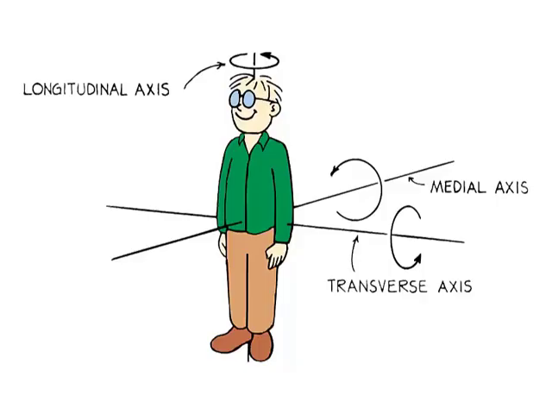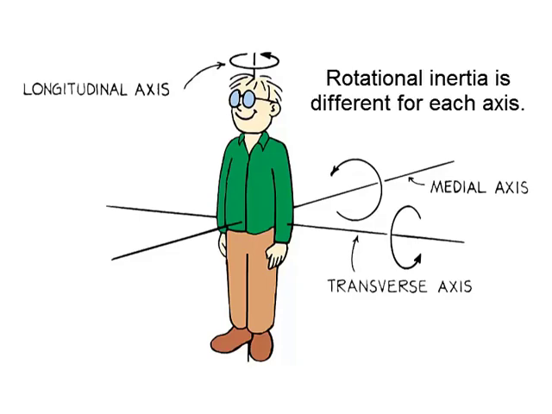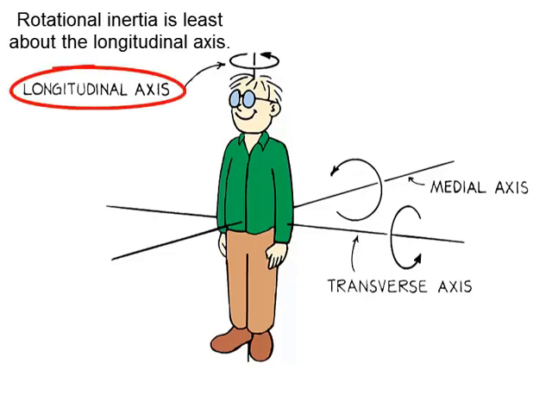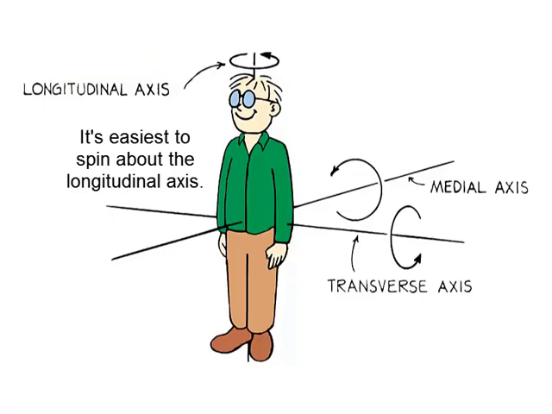The human body can rotate freely about 3 principal axes of motion. Each of these axes is at right angles to the others and passes through the center of gravity. The rotational inertia of the body differs about each axis. Rotational inertia is least about the longitudinal axis, which is the vertical head-to-toe axis, because most of the mass is concentrated along the axis. A rotation of your body about your longitudinal axis is the easiest rotation to perform.